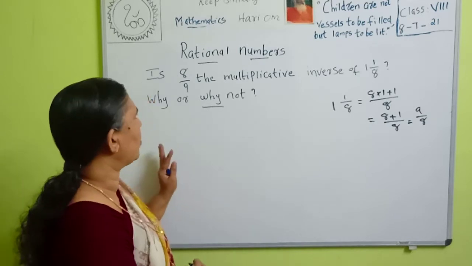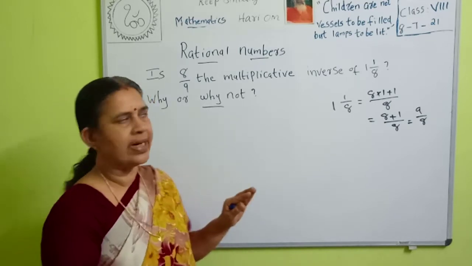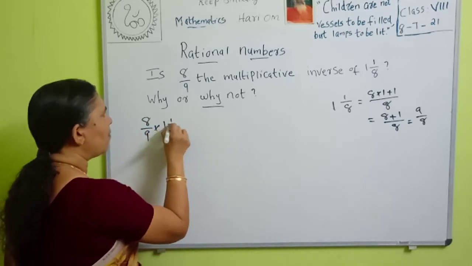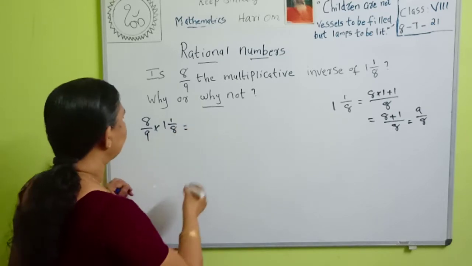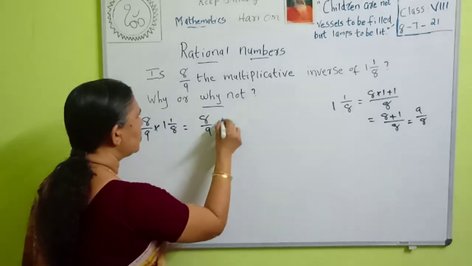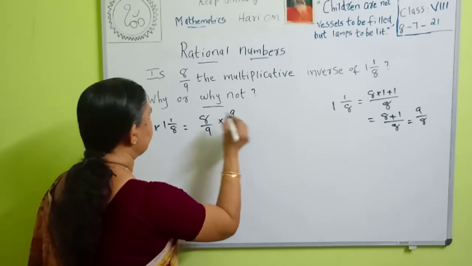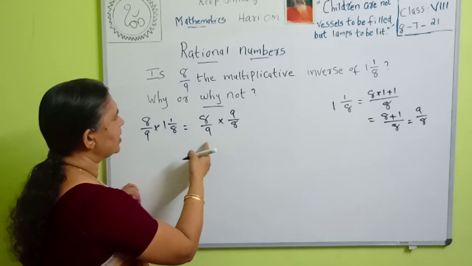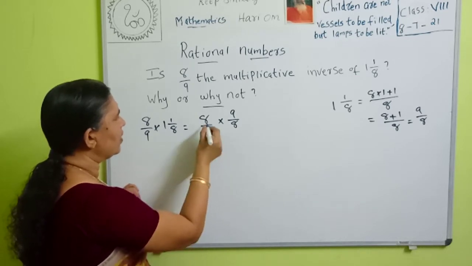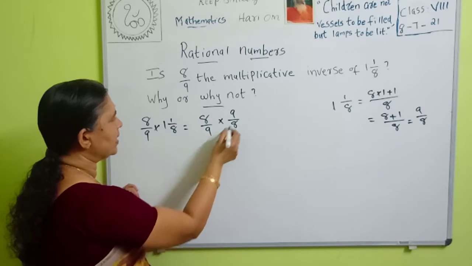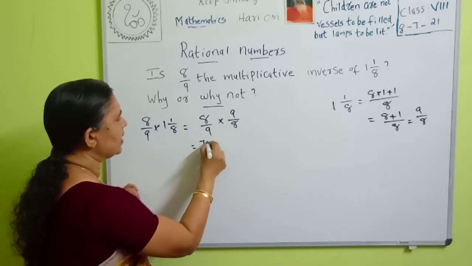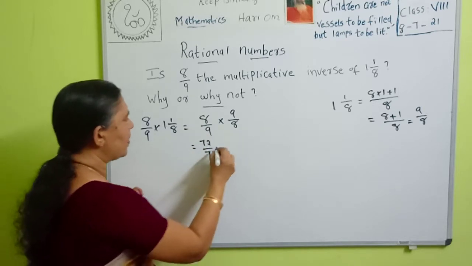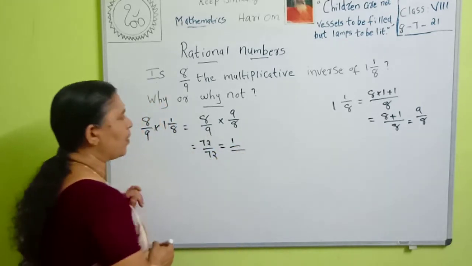So first we find the product of 8 by 9 into 1 and 1 by 8. 8 by 9 into 1 and 1 by 8 is equal to 8 by 9 into 9 by 8. So what is the product? Here 8 and 8 cancel, 9 and 9 cancel, or 72 by 72. You cancel this or you multiply it and write it like this. That is equal to 1. Here the product is equal to 1.